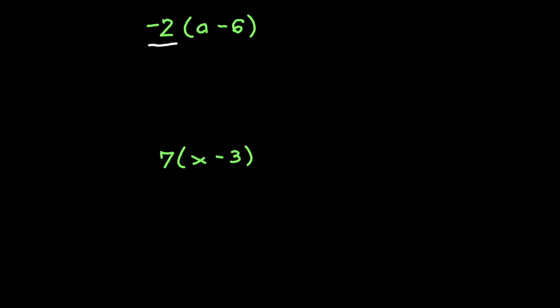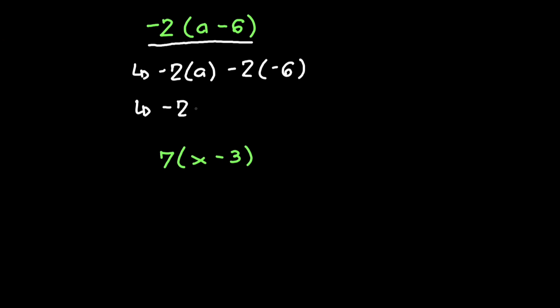Negative 2 multiplied by a minus 6. So it would be negative 2 multiplied by a minus, because it is minus 2, minus negative 2 multiplied by negative 6. So it would be negative 2 times a would be negative 2a, and negative 2 multiplied by negative 6 would be positive 12. Just in case you don't know, when you multiply a negative by another negative, it would be a positive.